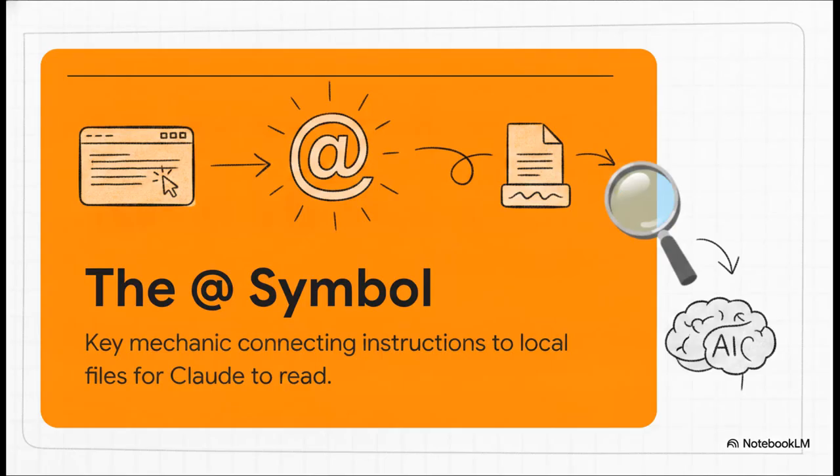So, how does it actually hook into your local workspace? Well, the magic key here is the @ symbol. Typing @ followed by a file name is an explicit instruction for Claude to read that specific local file before formulating its response. It's exactly how you ground the AI in your codebase without ever leaving your terminal.